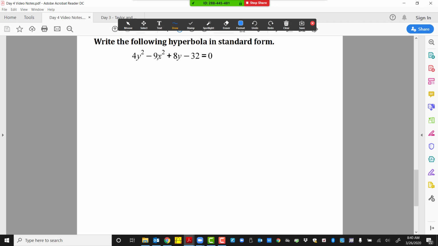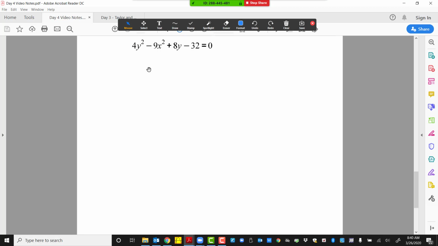We have 4y squared minus 9x squared plus 8y minus 32 equals 0. So we want to start by looking for any common factors we can pull out. In this case, it looks like there are no common factors that we can worry about. So we're going to move straight to moving our constant. Minus 32 is our constant. We're going to move that to the other side. So 4y squared minus 9x squared plus 8y, we have a minus 32 on this side, we'll add it to the other side. Equals 32. Okay? So there's our first step to rearranging.